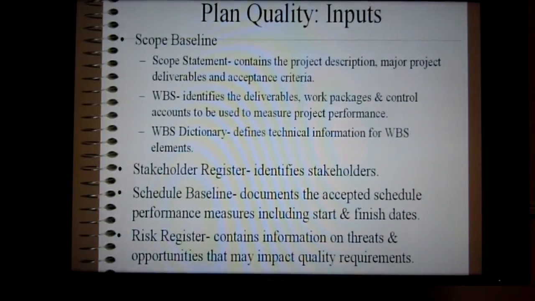The inputs of plan quality. You have a scope baseline, the scope which entails the scope statement, the work breakdown structure, and the work breakdown structure dictionary, which defines the technical information for a work breakdown structure element. The inputs also entail stakeholder register, schedule baseline, and risk register.